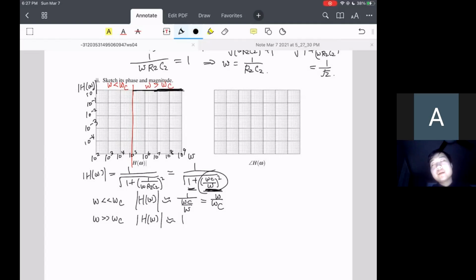It says if we multiply omega by 10, the magnitude gets multiplied by 10. So this is a straight line. This is just a straight line since we're on a log scale. So it's going to look something like this, and so we have our magnitude plot.